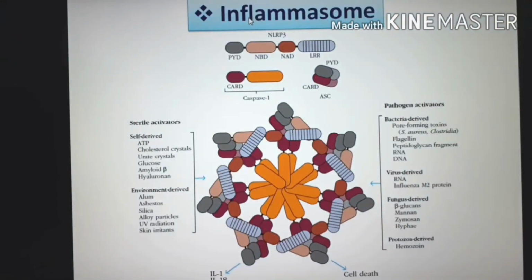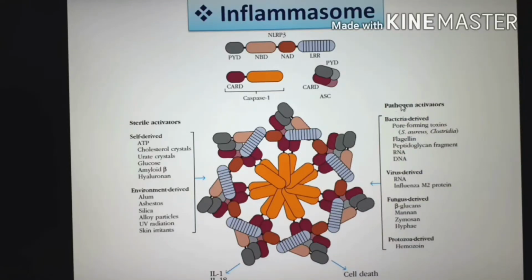So inflammasome is composed of three molecules. One is NLRP3, a NOD-like receptor protein. Another is caspase-1, and the other is ASC, that is an adapter protein. This NLRP is actually the sensor, and this caspase-1 is in an inactive formation.